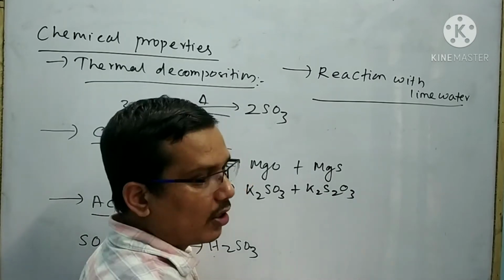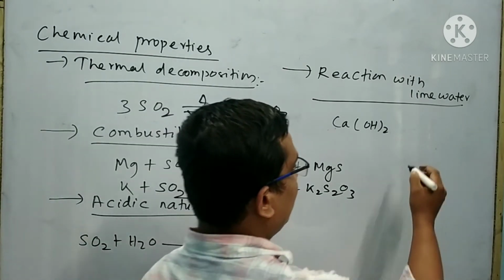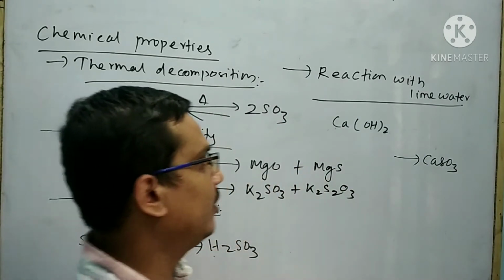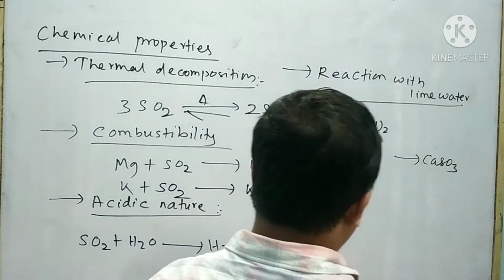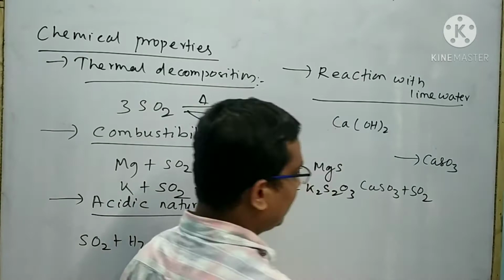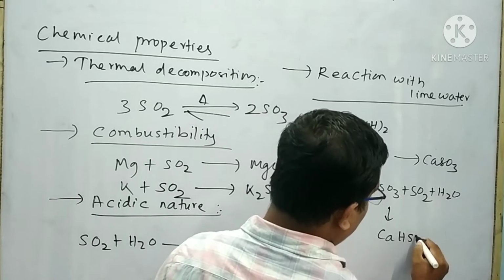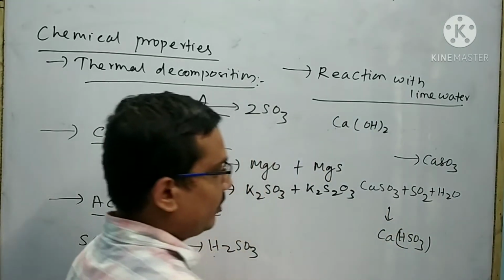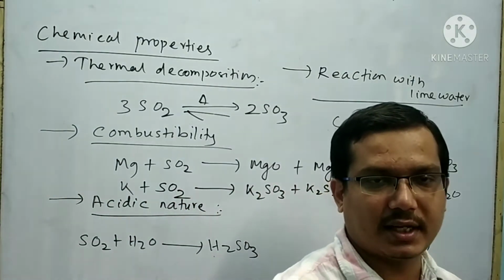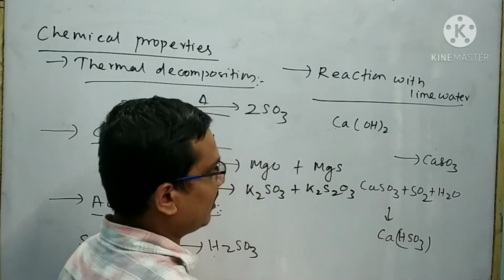Sulfur dioxide turns lime water milky due to formation of calcium sulfide, which is insoluble in water. On the other hand, passing an excess amount of sulfur dioxide forms calcium bisulfite, which is soluble in water. That's why excess sulfur dioxide makes the solution colorless. Now I can write the complete reaction like this.